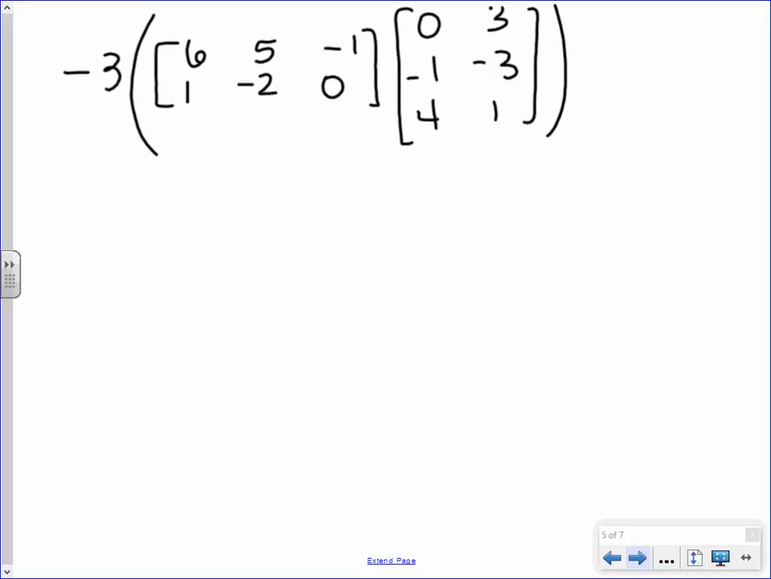Let me just use half the page. Okay. Let's talk about this one. What should we do first?